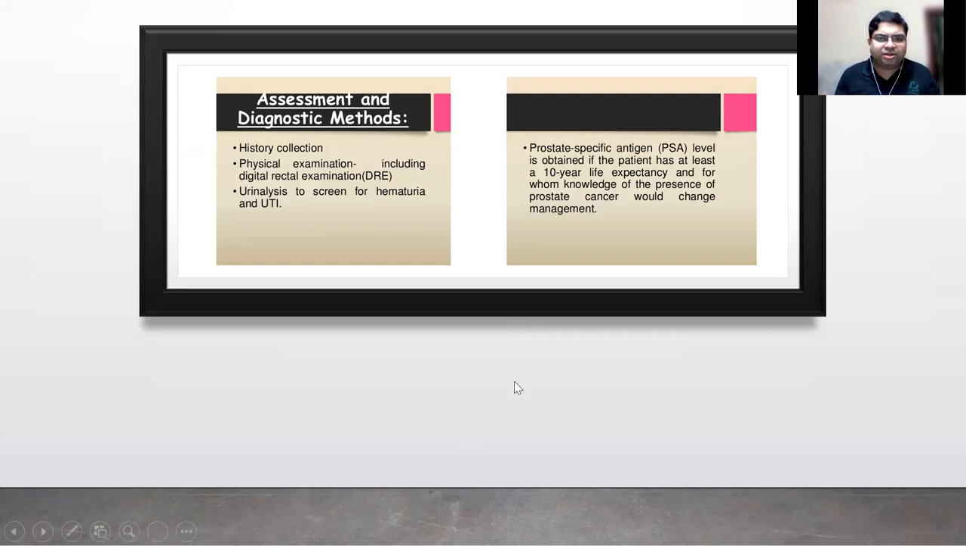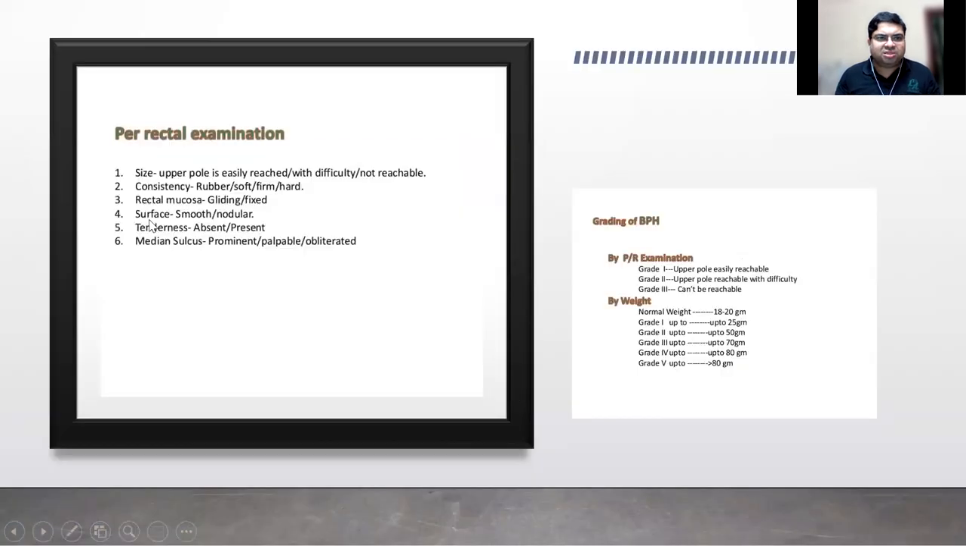What to find in a digital rectal examination is this. See the size. Size means if the upper pole is reachable, it is grade 1; wishy-washy is grade 2; not reachable is grade 3. By rough estimation of weight, you can do all these grades. Then you see the consistency: hard is suspicious of malignancy, firm is suspicious of benign enlargement, soft is benign enlargement. So firm is wishy-washy. Then you have to think, what's the PSA like? And also fluctuant, whether we are dealing with a prostate abscess or not.